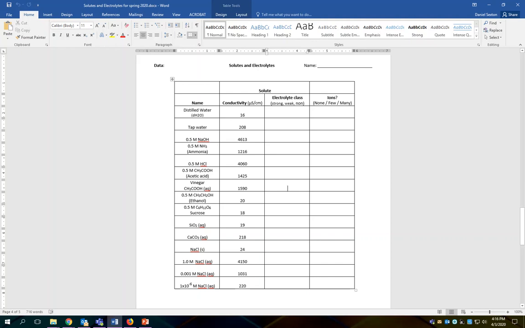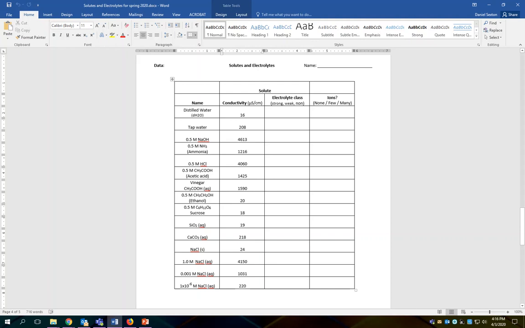Well, if you take a look at some of these solutions down here, like say 0.5 molar sodium hydroxide, which as you know is a strong base, that is about 300 times larger than the conductivity value for distilled water. So in relative terms, the distilled water conductivity value there is basically really close to zero. So as you might predict, that is essentially non-conductive.